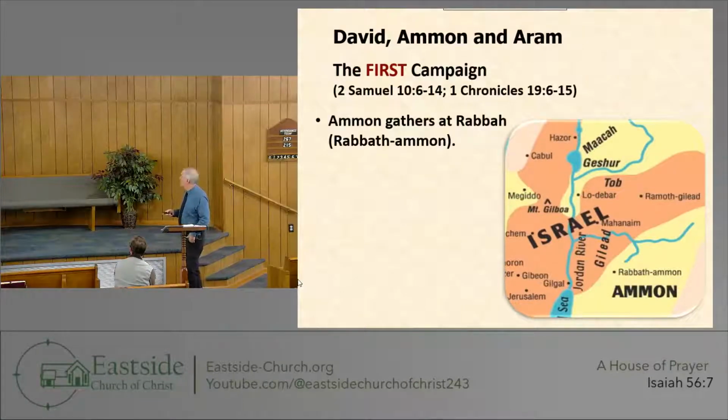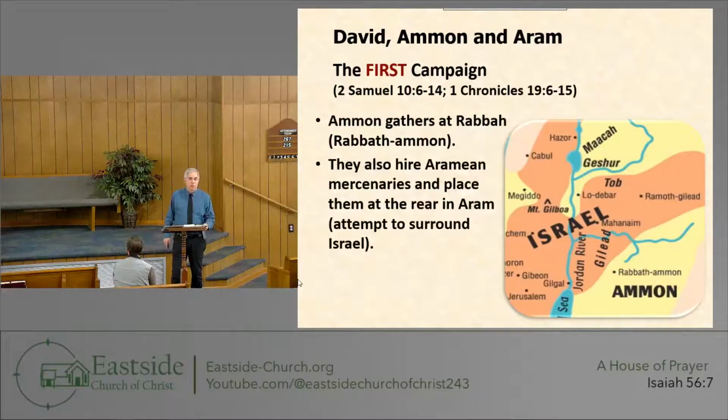All right. So Ammon gathers at Rabbath Ammon, and they're going to come against David. You have in verse 6, when the people of Ammon saw that they made themselves repulsive to David, the people of Ammon sent and hired the Syrians of Beth Rehob and the Syrians of Zobah, 20,000 foot soldiers, and from the king of Maacah, 1,000 men, and from Ishtob, 12,000 men. And so they're hiring mercenaries to fight with them.